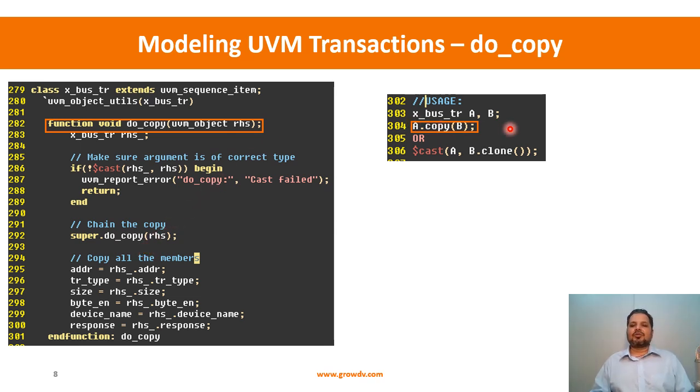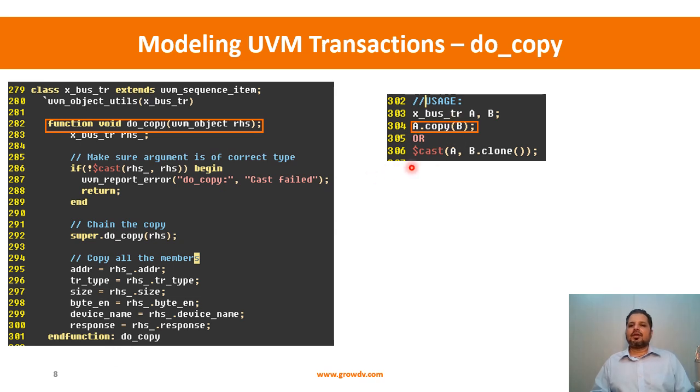And the usage is something like this. You'll have XBus transaction, which is your data type. We are saying A comma B, declaring two object handles, and assume that in B we have a proper object, and that we want to copy it to the object that's present in A. Then we just say A dot copy B, and whatever is the content of B will get copied to A, and that happens through this process.